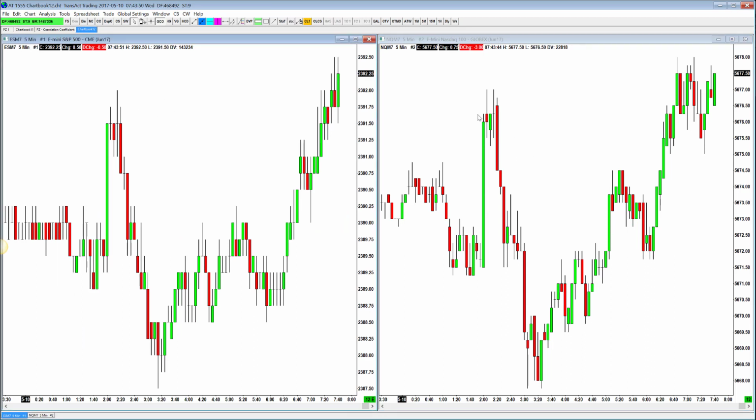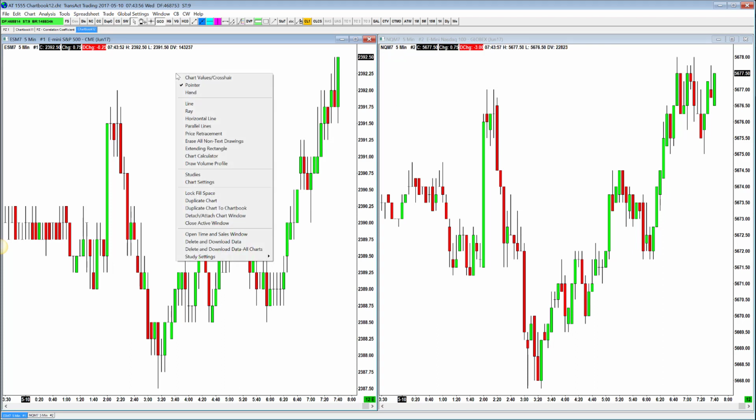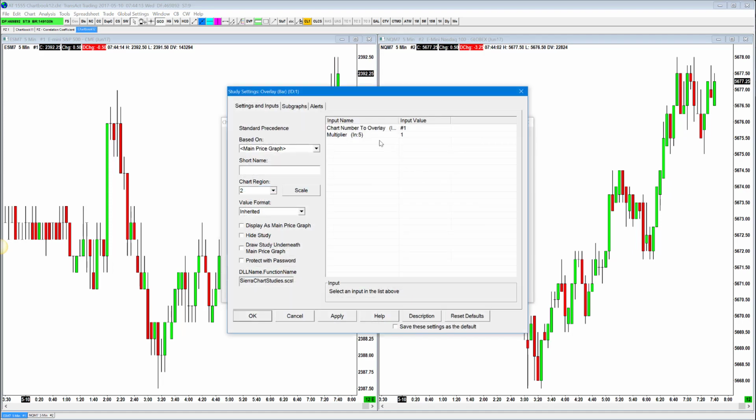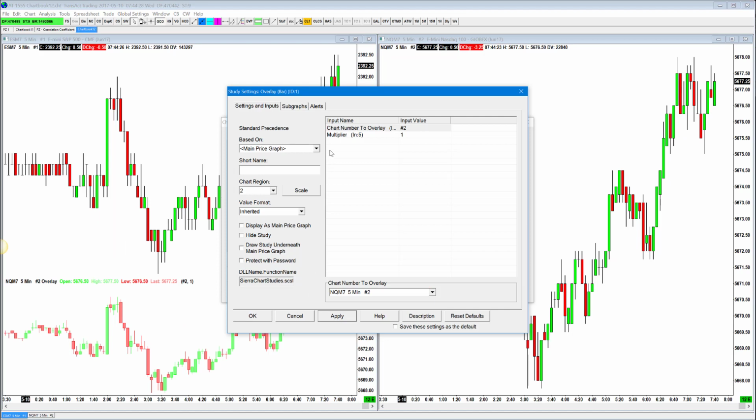We need to add the NASDAQ to the S&P chart so we have them on the same screen. The way to do that is I use a study called overlay bar, because I want it to be in candle format. You could also do overlay single line if you prefer a line instead of a bar. I'll go to studies, look for the study called overlay bar, and click add. In the settings section, we pick which chart number we're going to overlay. We'll pick the NASDAQ chart because it's the only other one in here. By default, it goes into region 2, down here, like where a stochastic would go. So I push apply and you can see that behavior.